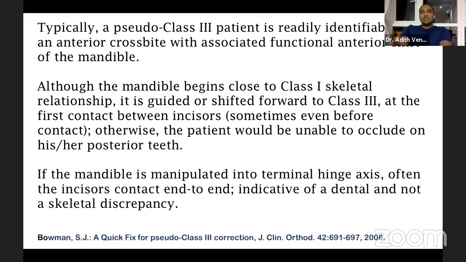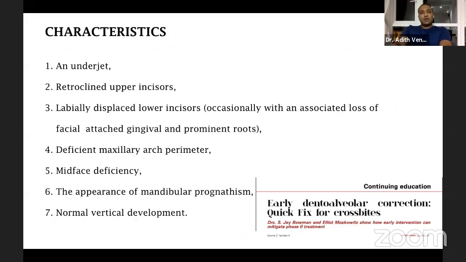So this is one of the very important distinguishing factors when it comes to diagnosing a pseudo or a true class 3. If the mandible is manipulated into its terminal hinge axis, you can definitely see that the teeth are able to go to an end-on relationship, indicating that it's more of a dental and not a skeletal issue. So let's move on quickly to the characteristics of a pseudo class 3.